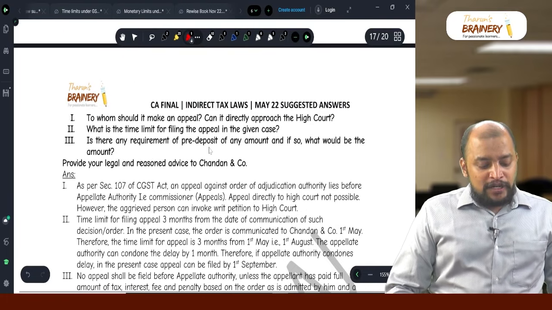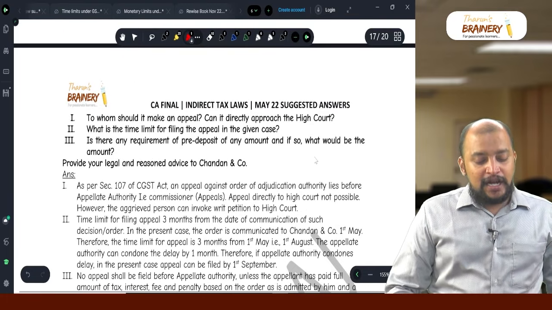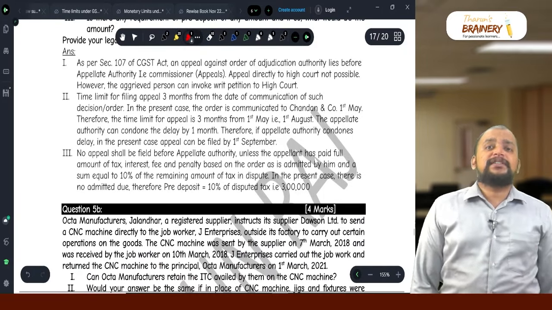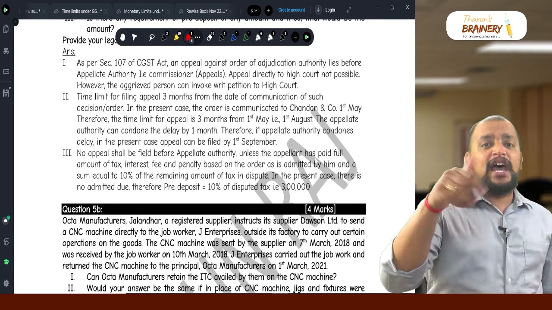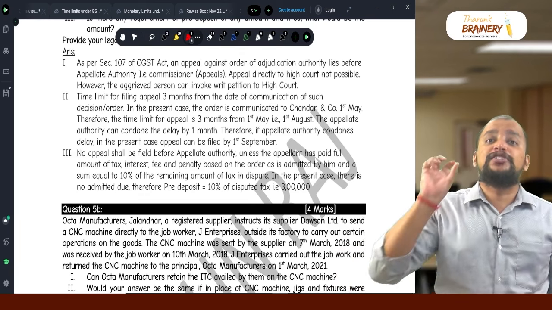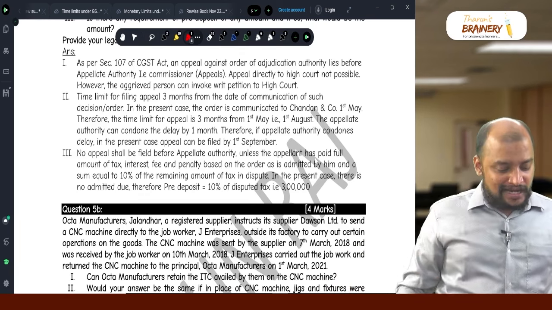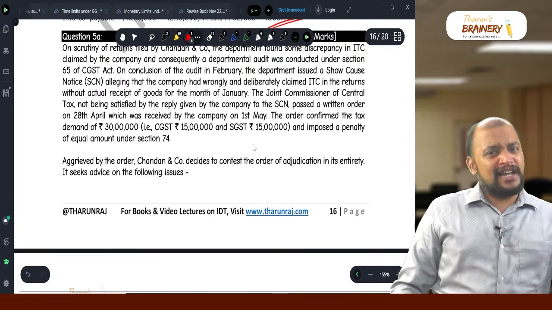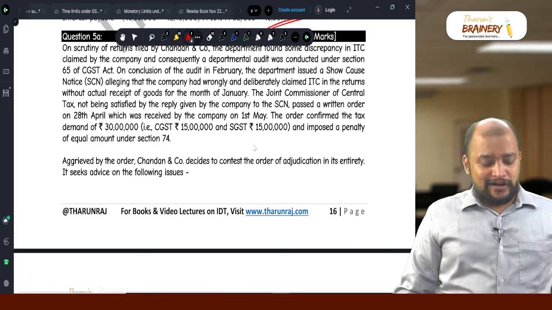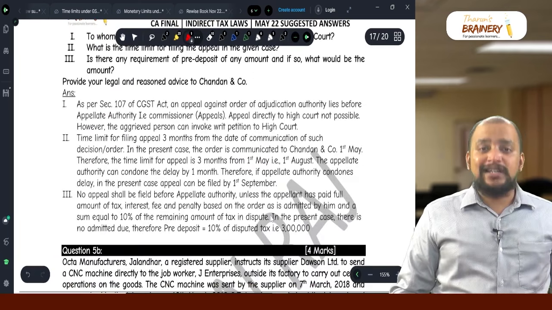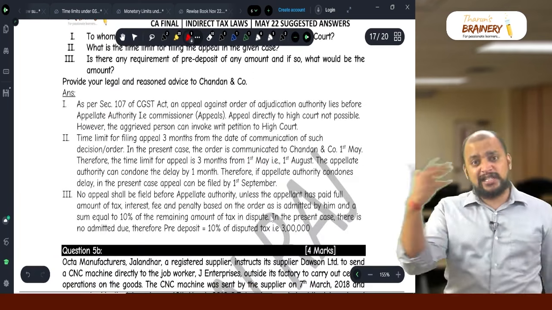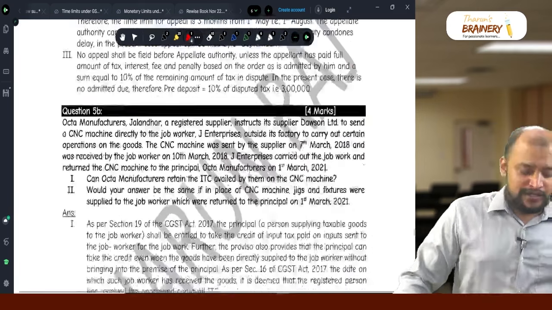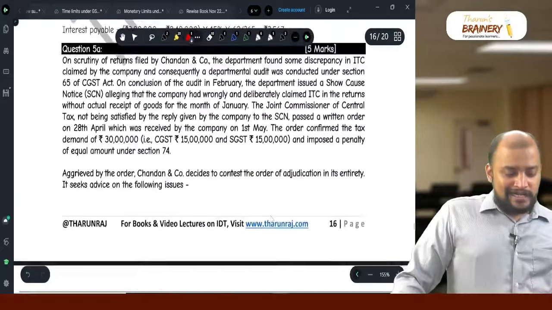Is there any requirement of pre-deposit of any amount? Yes, pre-deposit will be 100% of the admitted dues plus 10% of the disputed tax. Here, they have not given anything about admitted dues, so we take the disputed tax. What is the disputed tax? Tax component is 30 lakhs, CGST and SGST. We can take the total. So 10% of that will be what? 3 lakhs. That is 1,50,000 under CGST and 1,50,000 under SGST, which will be deposited as pre-deposit. So that is the answer for this.